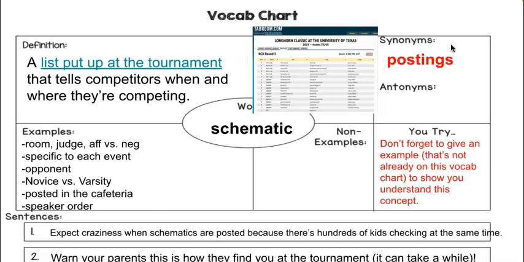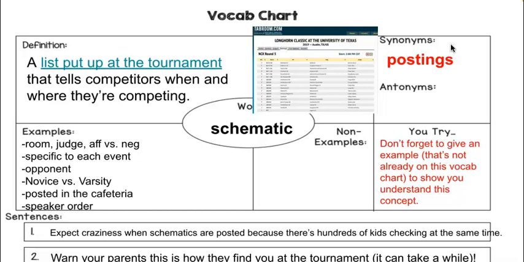So schematics, look at the definition, it's a list put up at the tournament, and it tells competitors, it tells you when and where you're competing. So look at examples. The schematics are a wealth of information. They're going to give you tons of stuff that you and your adult probably need to know. Number one, it tells you which classroom you're competing in. Number two, it tells you sometimes who your judge is. Some tournaments will have that, some tournaments won't.